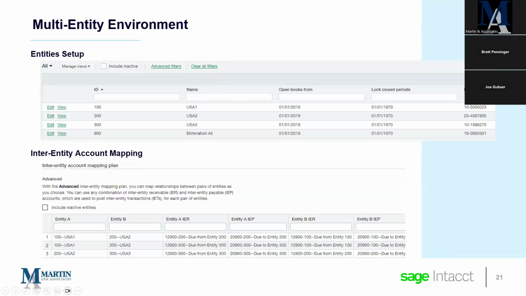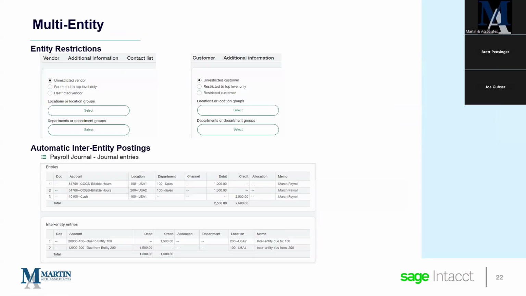As I mentioned, it's a multi-entity environment. So you set up your entities out in the system. You have your inter-entity account mappings for your due tos and due froms that we'll see here briefly. You can restrict. So as I mentioned before, there's a top level that sits above all your entities or companies inside of Sage Intacct. And that's where you define your shared customers and your shared vendors, for instance. However, all customers and vendors might not need to be available for all your entities or all your companies.